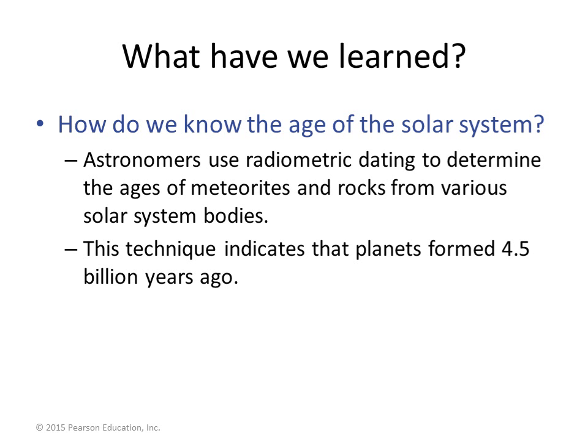So how do we know the age of the solar system? Well, astronomers use radiometric dating to determine the age of meteorites and rocks, and the technique indicates that planets formed about 4.5 billion years ago.